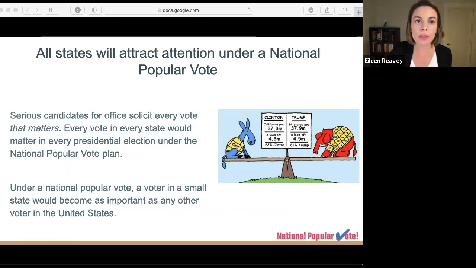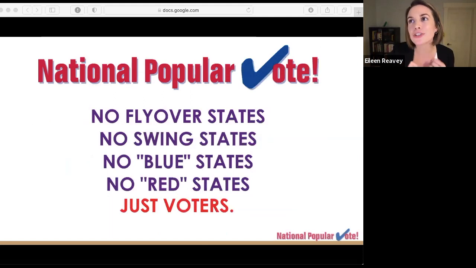And as I mentioned, we know that all states will attract attention under a national popular vote, because candidates are going to go all over the country. The national popular vote would guarantee the presidency to the candidate with the most votes. So during campaign season, we'd be the united battleground states of America because every district would be a battleground. Every vote would be up for grabs and candidates would be trying to get the most votes nationwide, as opposed to getting on the path to 270 electoral votes in a small number of states. So under the national popular vote, every state and every voter would be politically relevant in every election.